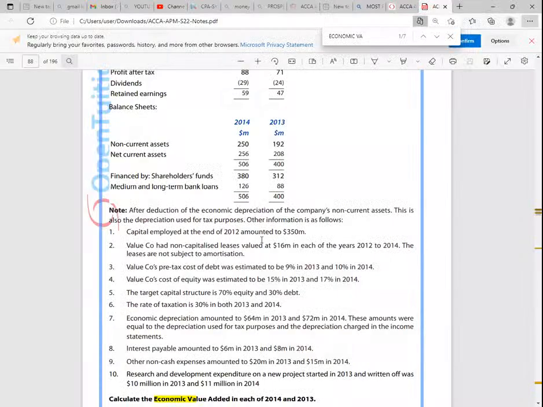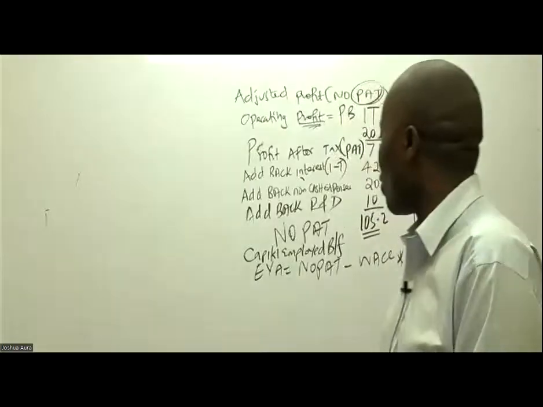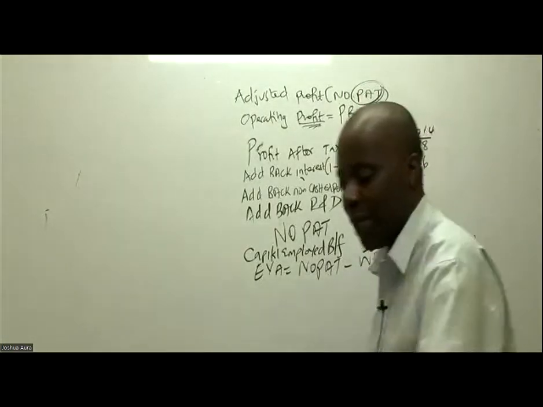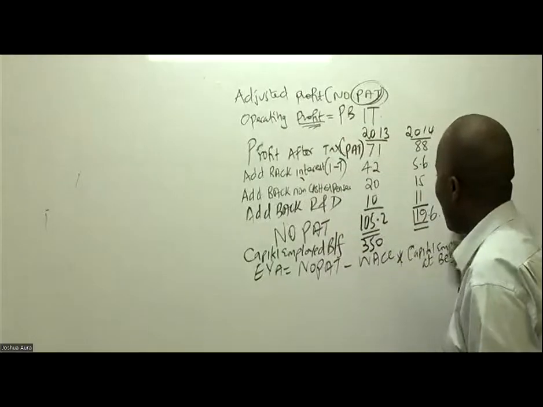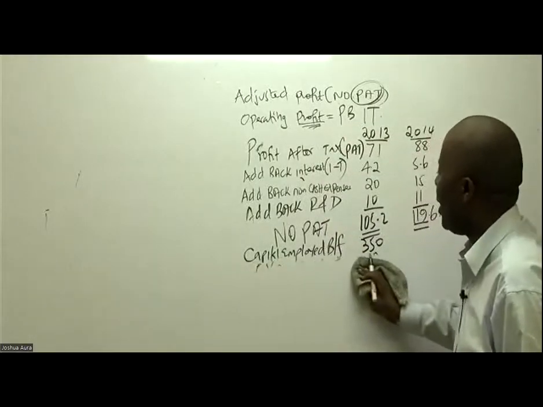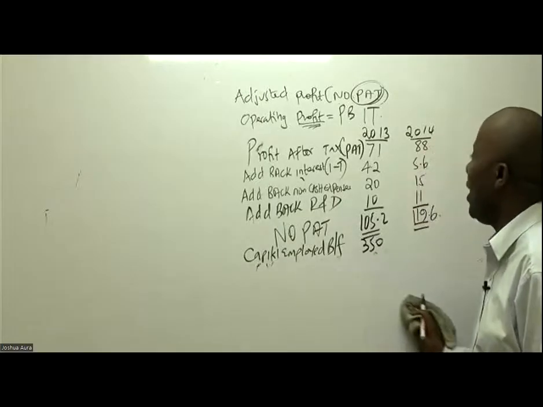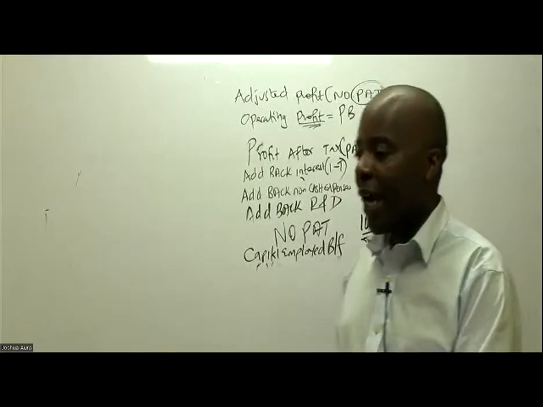They are telling me the capital employed, yes, which was brought forward here, capital employed at the end of 2012, which now is brought forward to the beginning of 2013 is 350. Thank you so much. So this is 350. And then, ladies and gentlemen, we also have now the capital that was employed as at the beginning of 2014.